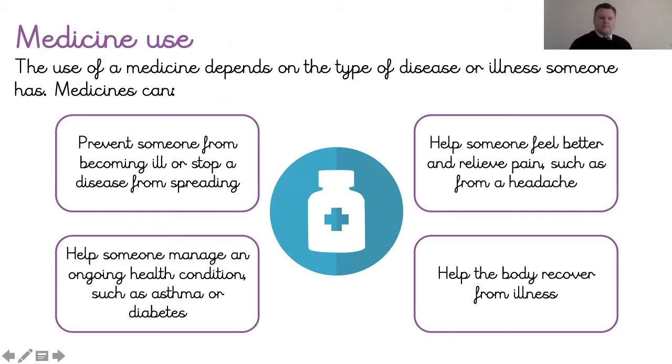Medicine use. The use of medicine depends on the type of disease or illness that a person has. Medicines can prevent someone from becoming ill or stop a disease from spreading. They can help someone feel better and relieve pain, such as from a headache. They can help someone manage an ongoing health condition, so something that they have to live with and deal with, such as asthma or diabetes. And medicines can also help the body recover from illness.